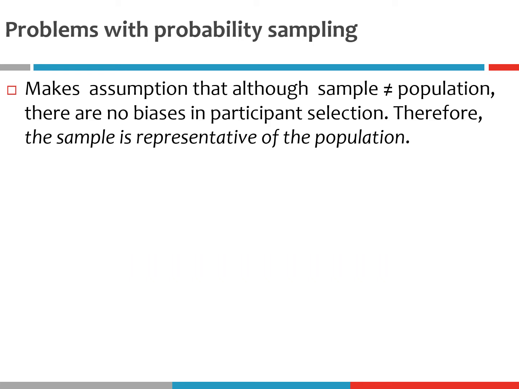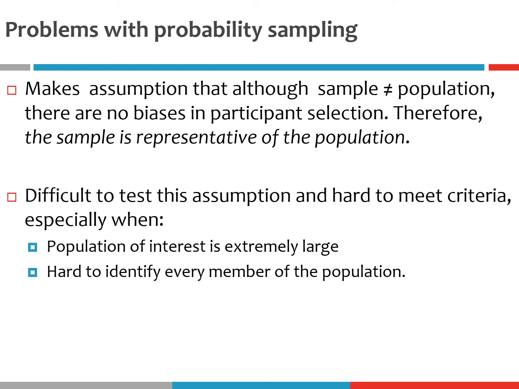So what are some of the potential issues with probability sampling? Well, one of the main issues with probability sampling is that it makes the assumption that although your sample is different than the population, there are no biases in participant selection. Because everyone has an equal chance of being selected, your sample is representative of the population.